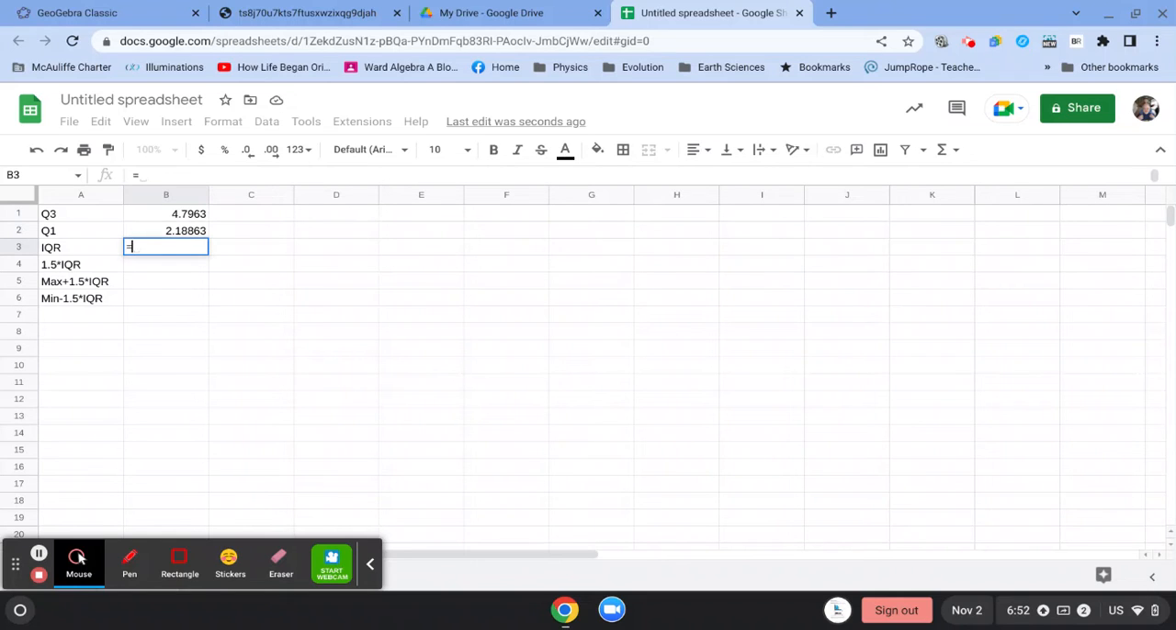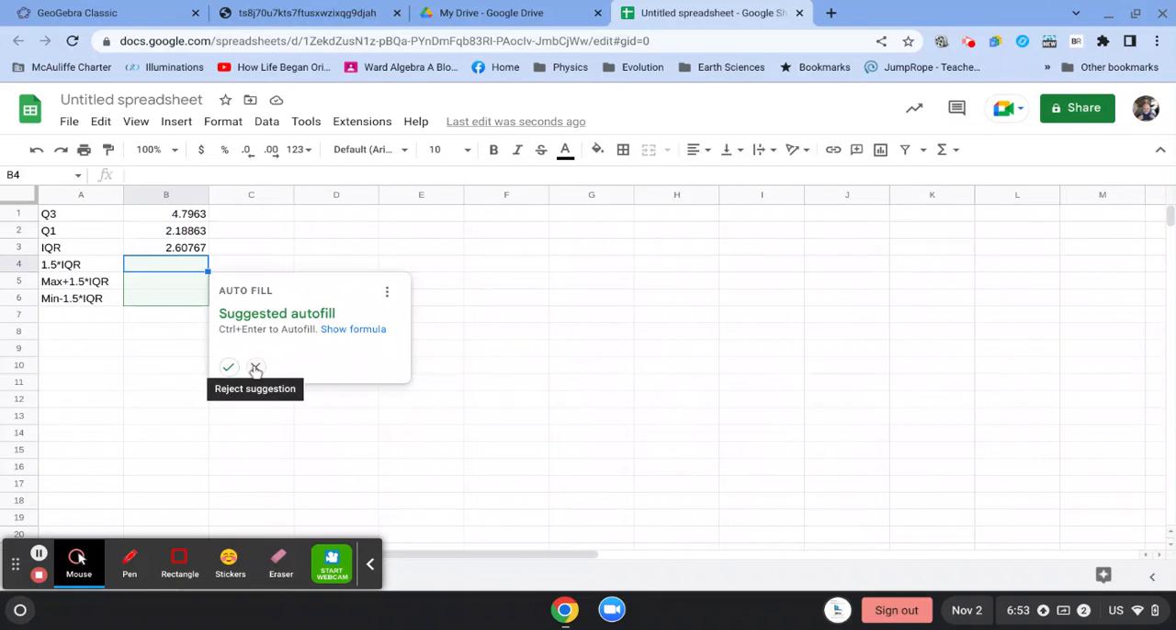Okay, equals quartile 3 minus quartile 1. And so what I did here to make this formula, I said equals, and I moved the arrows to the first cell I wanted, and so it selected B1, and I hit minus, and then I moved the cursor to the second cell that I wanted, and that's B2, and I hit enter, and that gets me the interquartile range. I don't want to autofill because I'm just referring to these two cells.